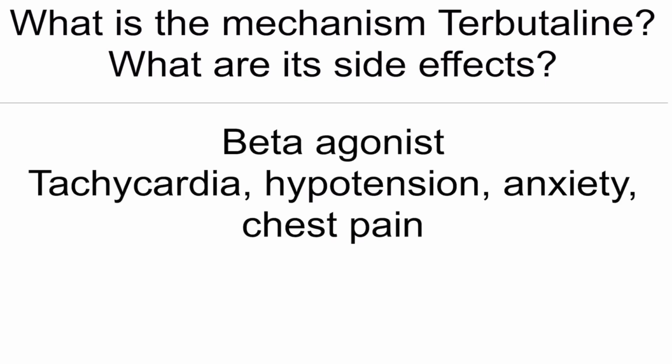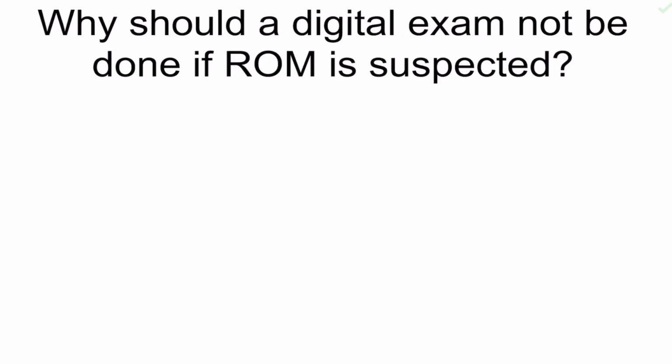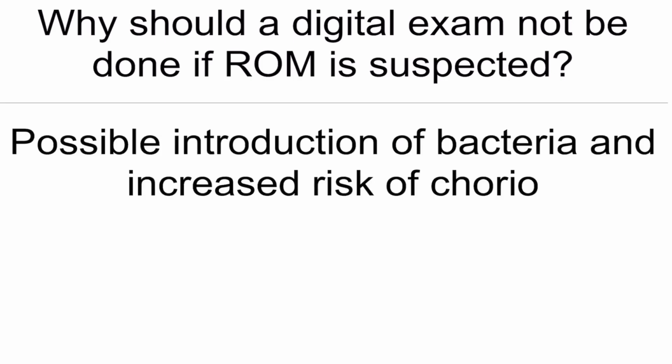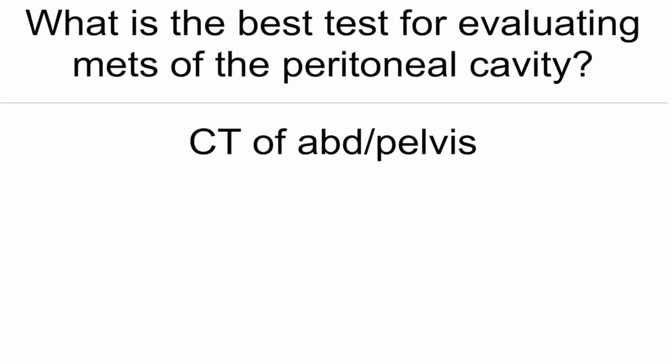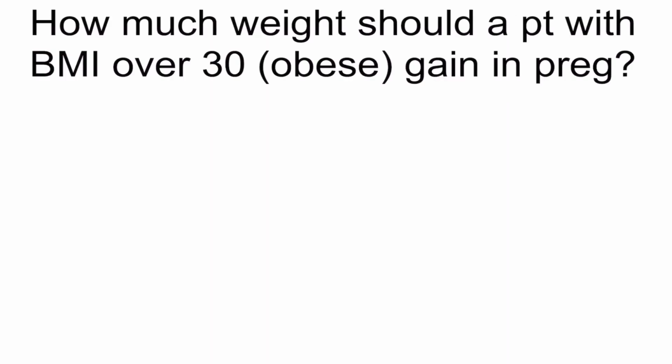Beta agonists, and the side effects are tachycardia, hypotension, anxiety, and chest pain. Why should a digital exam not be performed if rupture of membranes is suspected? Possible introduction of bacteria and increased risk of chorioamnionitis. What is the best test for evaluating metastases of the peritoneal cavity? CT abdomen pelvis. How much weight should a patient with a BMI over 30 gain in pregnancy?